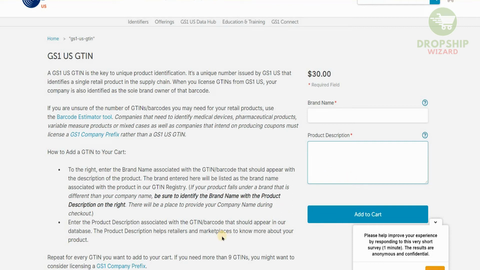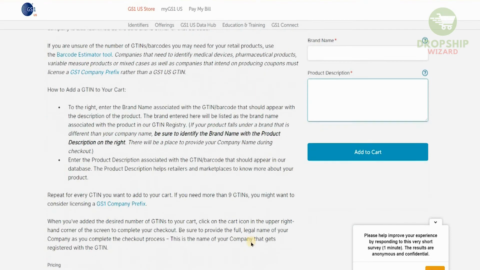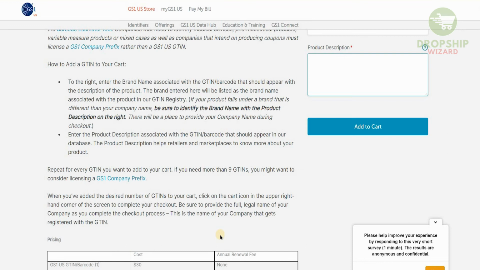So enter the product description associated with a GTIN barcode that would appear in their database, and the product description helps retailers and marketplaces to know more about your product. So obviously you have to repeat for every GTIN that you want to add to your cart. If you need more than 9 GTINs, you might want to consider licensing by the GS1 company prefix.